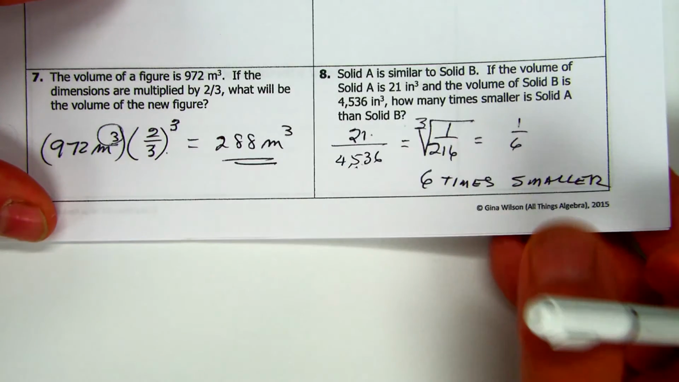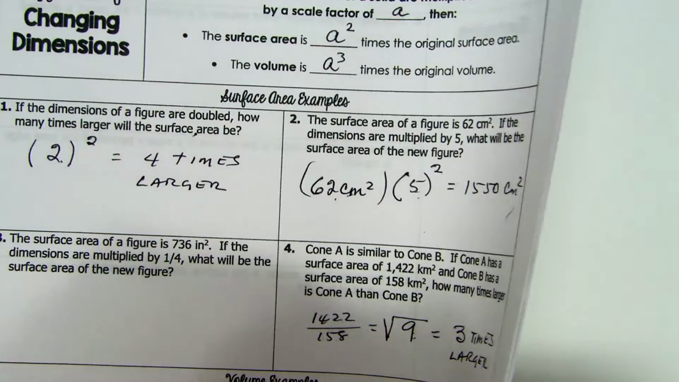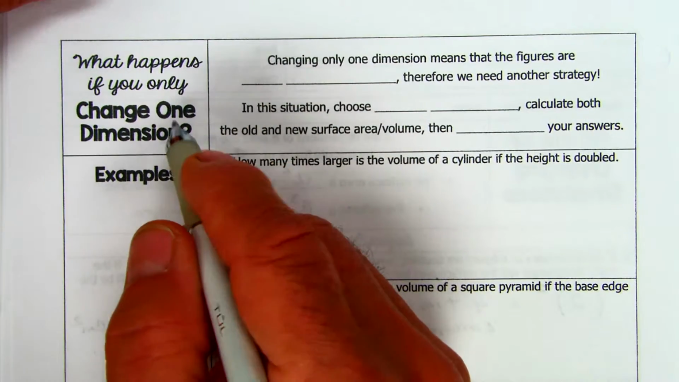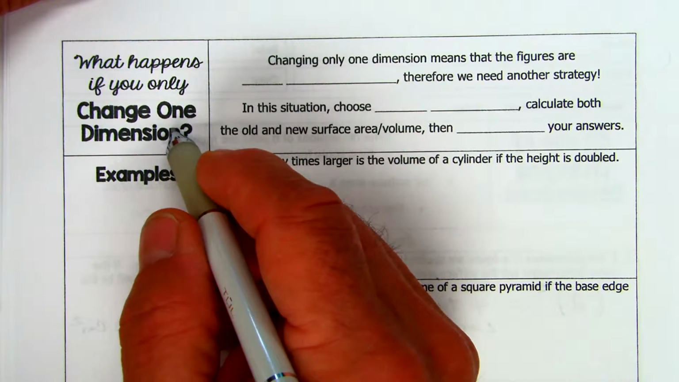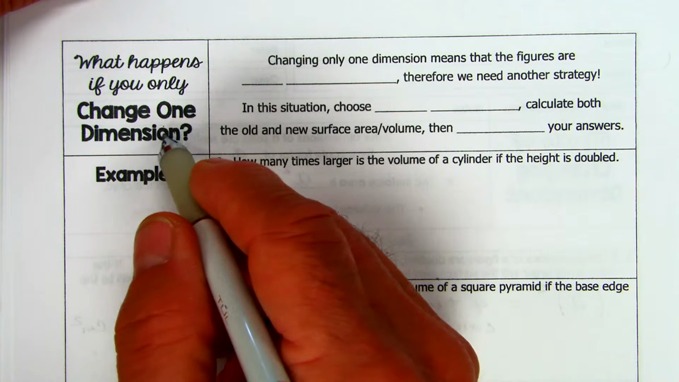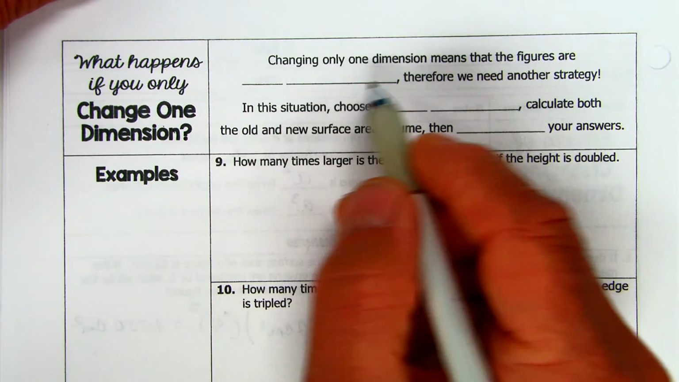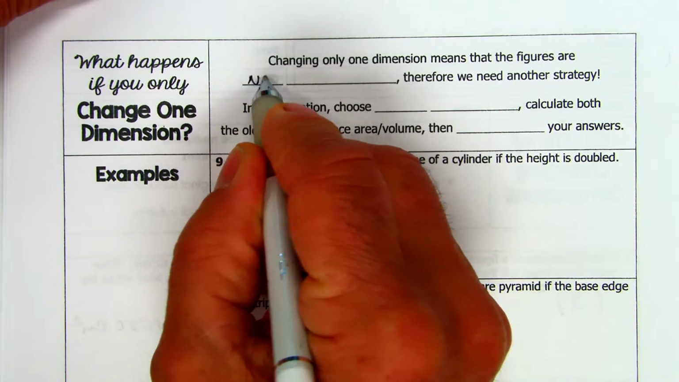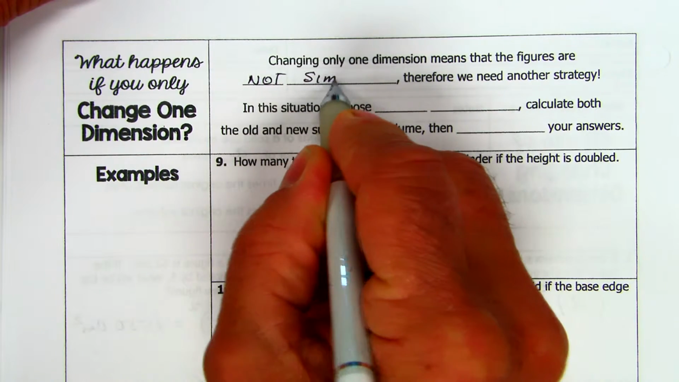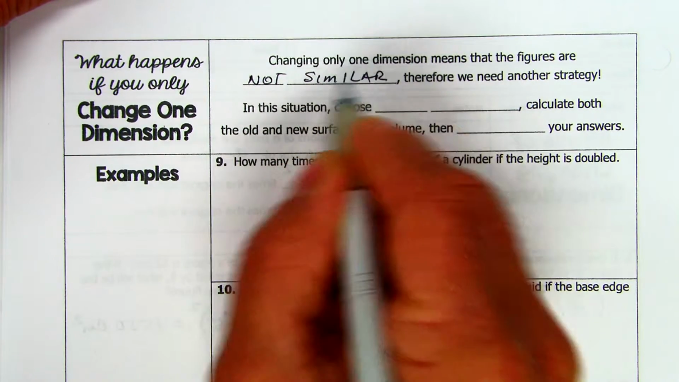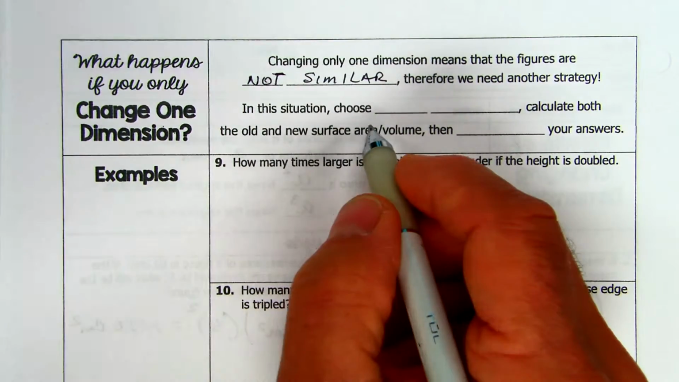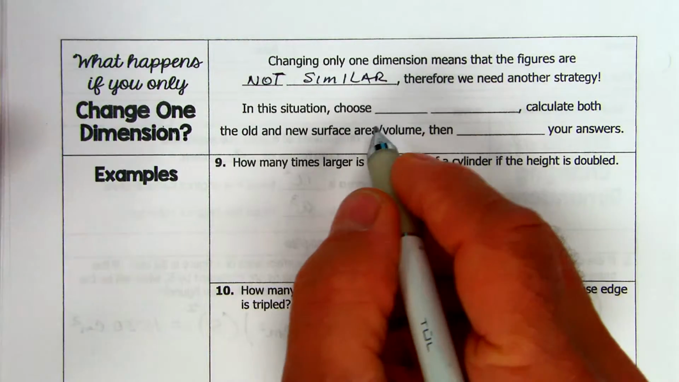Okay, so let's turn the page over. So here, what happens if you only change one dimension? So this is different. On the other page, we were changing all the dimensions. This time, just one dimension. Changing only one dimension means that the figures are not similar. So in this situation, we're going to choose test values.